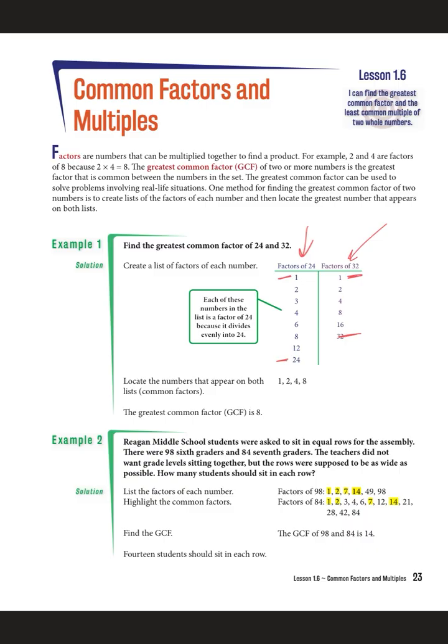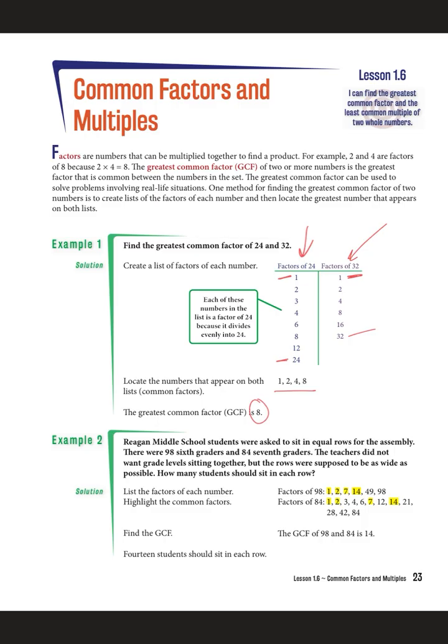Okay. Later on, I am going to introduce you guys to a little method, kind of a twist on this method. But for all intents and purposes, for right now, I'm going to leave it as it is. In the green box, it says each of the numbers in the list is a factor of 24 because it divides evenly into 24. Then it says locate the number that appears on both lists. Those are common factors. So the common factors are 1, 2, 4, and 8. Out of those factors, which one is the greatest? Which one is the biggest? That would be 8.